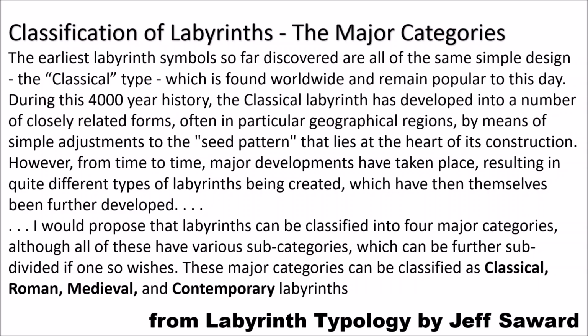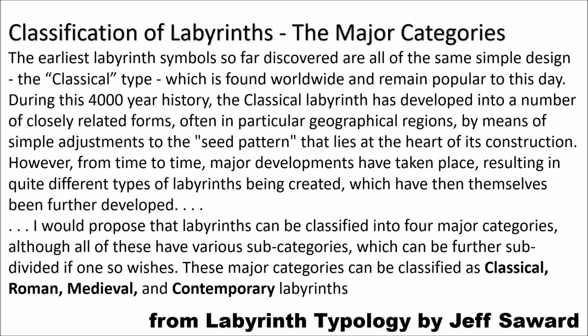To bring some order to the variety of labyrinth designs, he proposes 4 major categories of labyrinth. He writes, "The earliest labyrinth symbols so far discovered are all of the same symbol design, the classical type, which is found worldwide and remain popular to this day. During this 4,000-year history, the classical labyrinth has developed into a number of closely related forms, often in particular geographical regions, by means of simple adjustments to the seed pattern that lies at the heart of its construction.